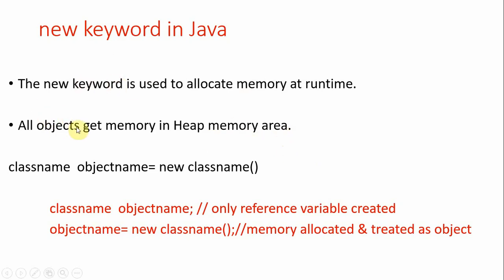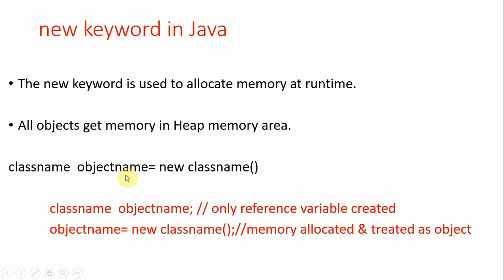All objects get memory in heap memory. Only the objects will be stored in the heap memory, at runtime. Objects are created at runtime, memory is allocated at runtime, and they are stored in the heap memory. So class name, object name equal to new class name, this is the way we can create an object, right? Here we use new. Whenever you specify new, memory will be allocated to the object given here.